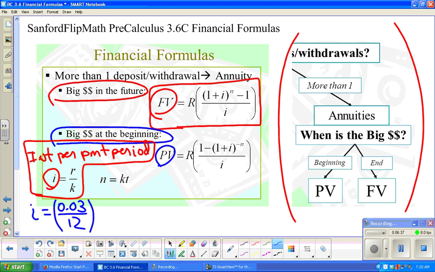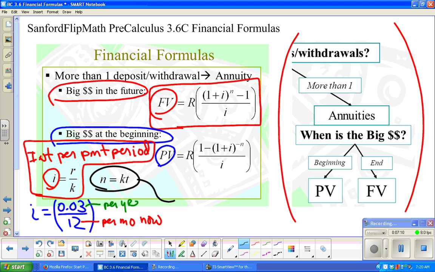If I'm making weekly payments, it'd be divided by 52. If I'm making bi-weekly, it'd be divided by 26, that kind of thing. So, interest per payment period. The interest normally is an annual number, this would be per year. And then if we divide it by 12, it now makes it per month.